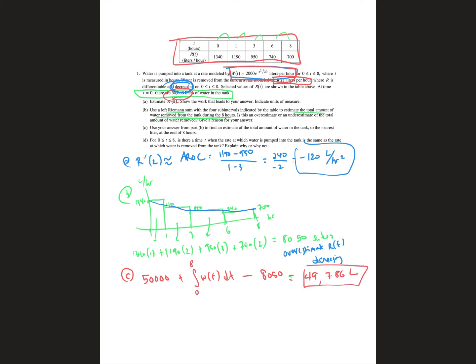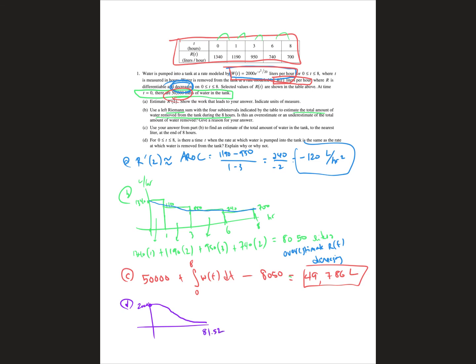And now for part D. It says there's a time when the rate at which the water is pumped into the tank is the same. It's asking, is there a place where it's the same as when the water is removed from the tank, and explain why or why not. Now, I love this problem because it just sort of requires a thought process and a little bit of explanation. So when I look at the rate of change of water being pumped in, which is W of t, I look at the graph, it looks something like that, right? And at time 0, that graph is at 2,000. And at time 8, using my calculator, that graph is at 81.52.